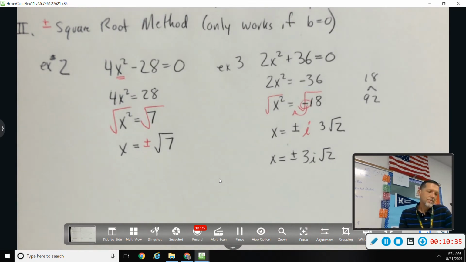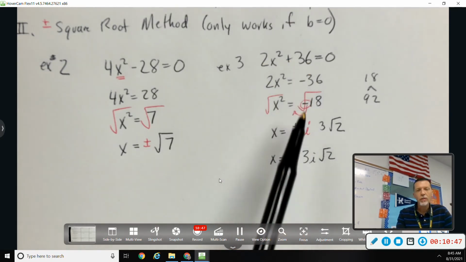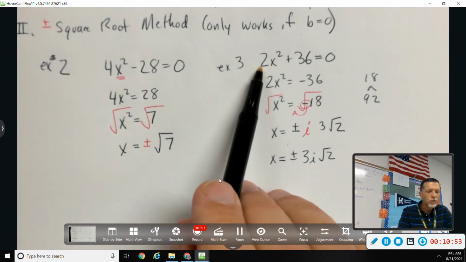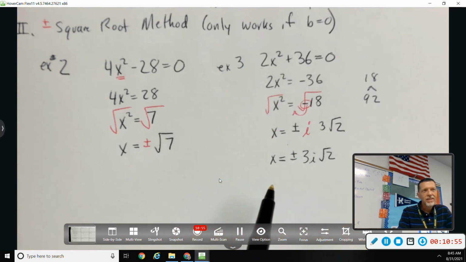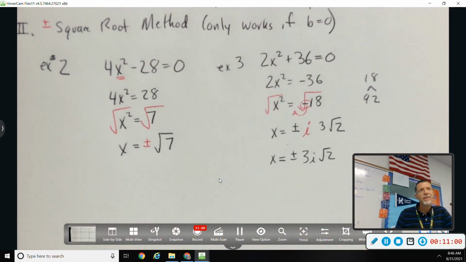So, could you not just square root it first and then divide by 2? No, you can't square root pieces of a side of an equation. You've got to split them apart and then square root the entire side. Yeah, don't square root until you get x squared by itself. Otherwise, you're going to mess up somewhere.